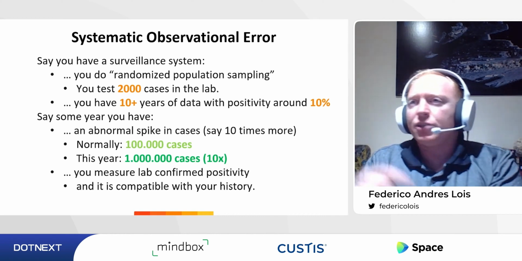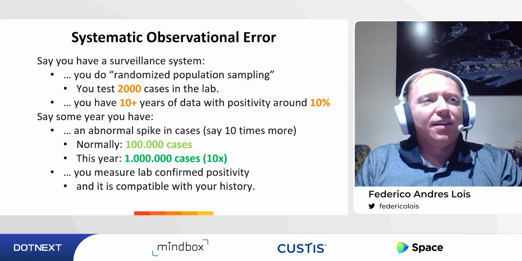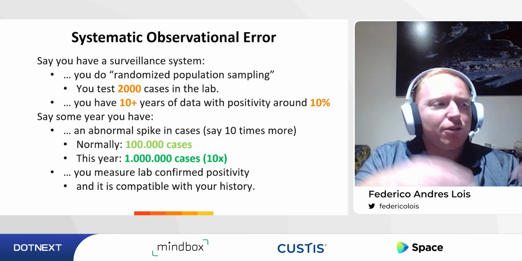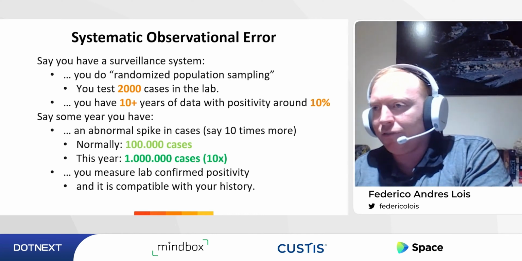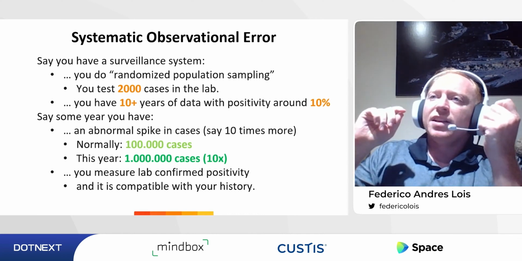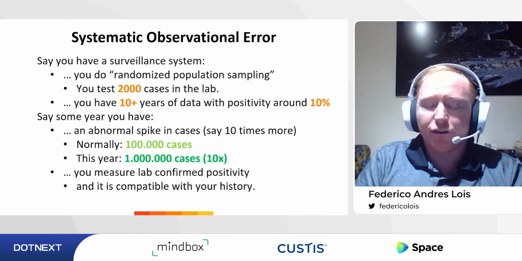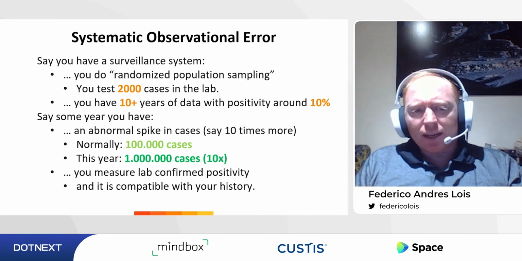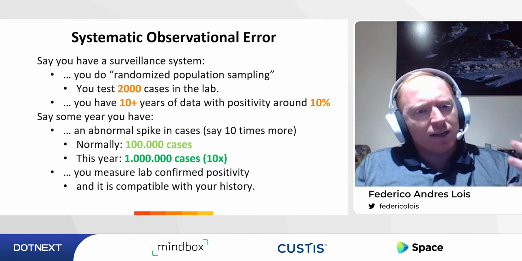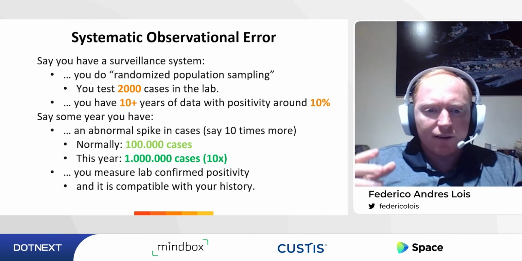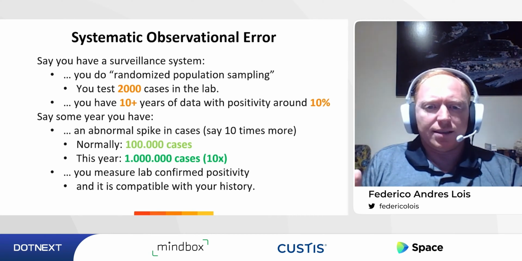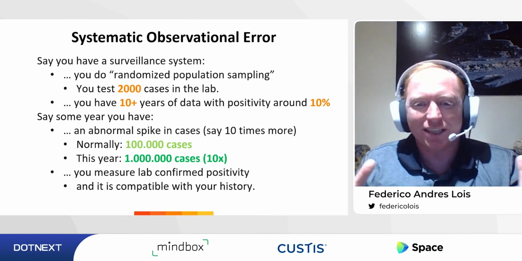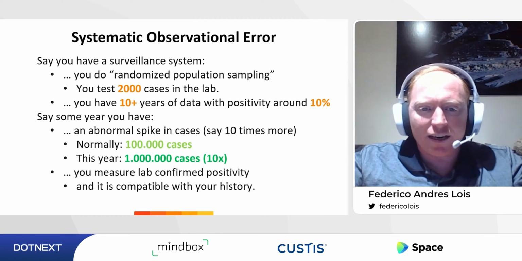What that means is, I send it to the lab, and the lab says, hey, this guy came here with influenza-like symptoms, and I'm going to test it for influenza. And 1 out of 10 comes positive for influenza, either A or B or whatever. So now here comes the problem, because some particular year you have an abnormal spike in cases, and this is why I say cases. This is the wrong metric to deal with this. Say you have an abnormal spike.